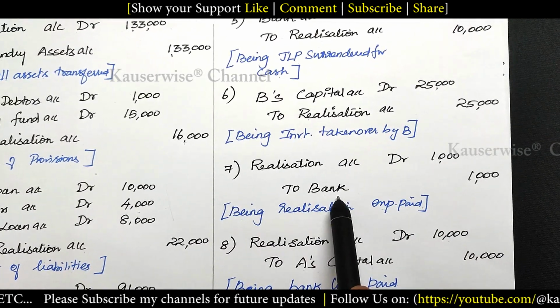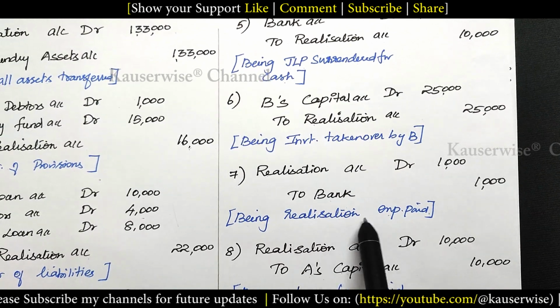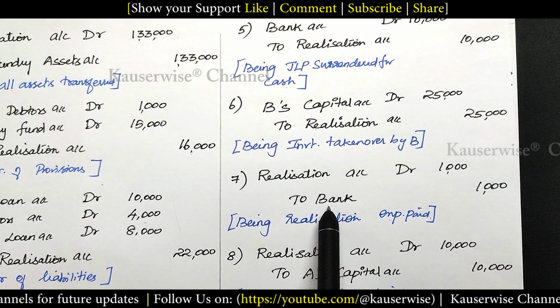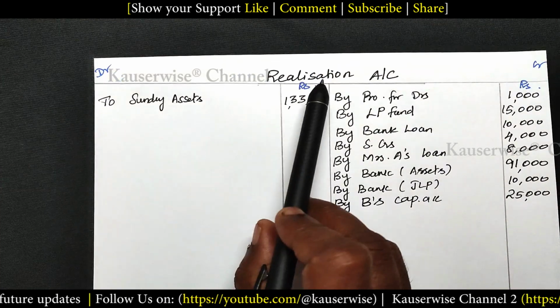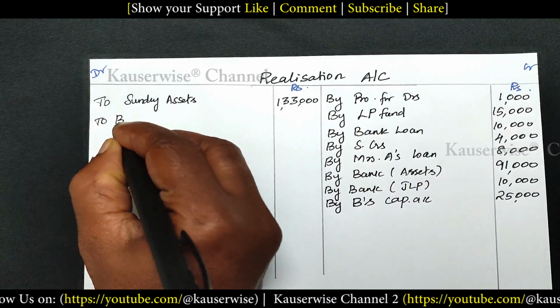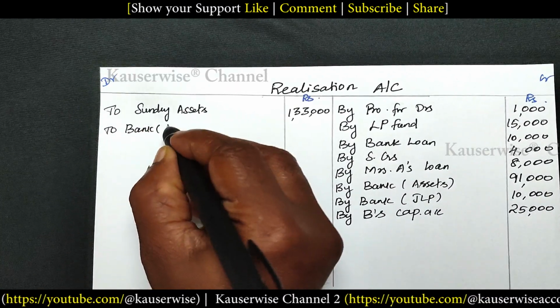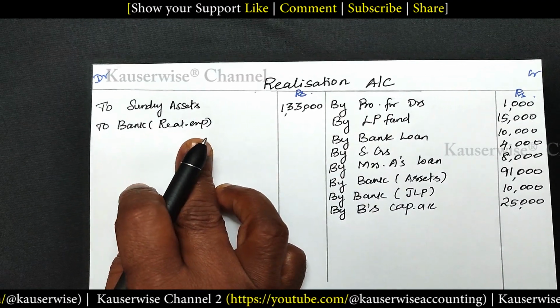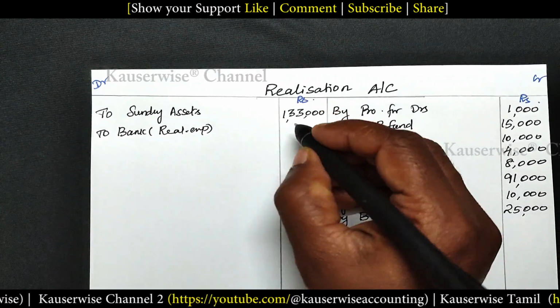The next one. See the next entry. Realization account debit to bank. This is the entry for realization expense paid. Now you have to enter this under realization account, debit side. This is a payment, so debit side, to bank. This one is realization expense paid. Within the bracket, you can mention it for your reference. How much? 1,000.